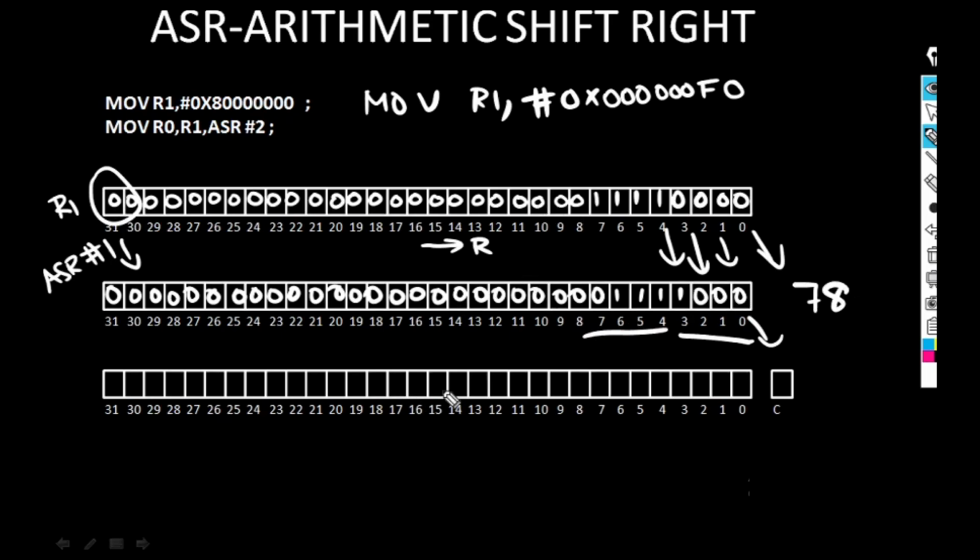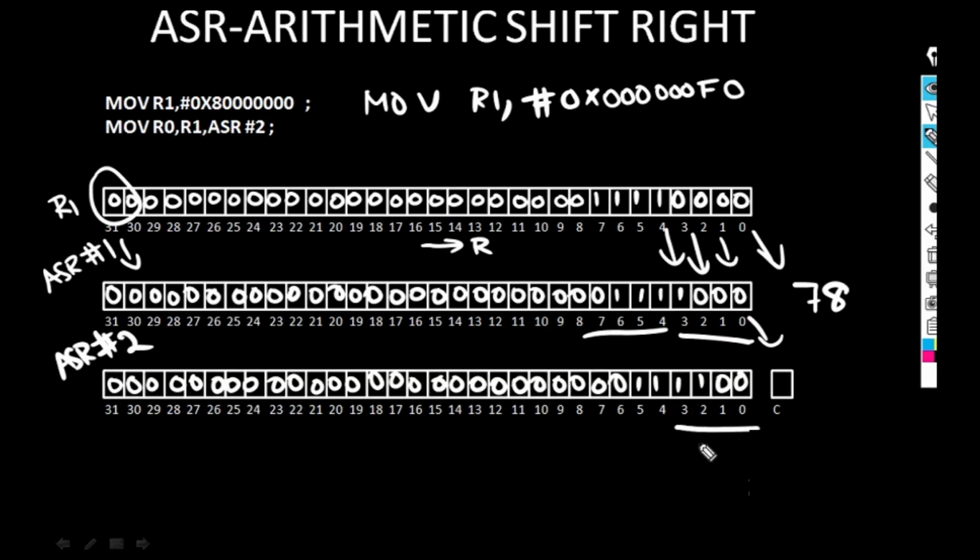What happens in the next step? Again this gets shifted towards the right side, and the 0th bit is shifted out. So you will get something like this. Now this vacant position should be filled with 0. And what exactly is this answer? This is C, this is 3. 3C is the final answer stored.